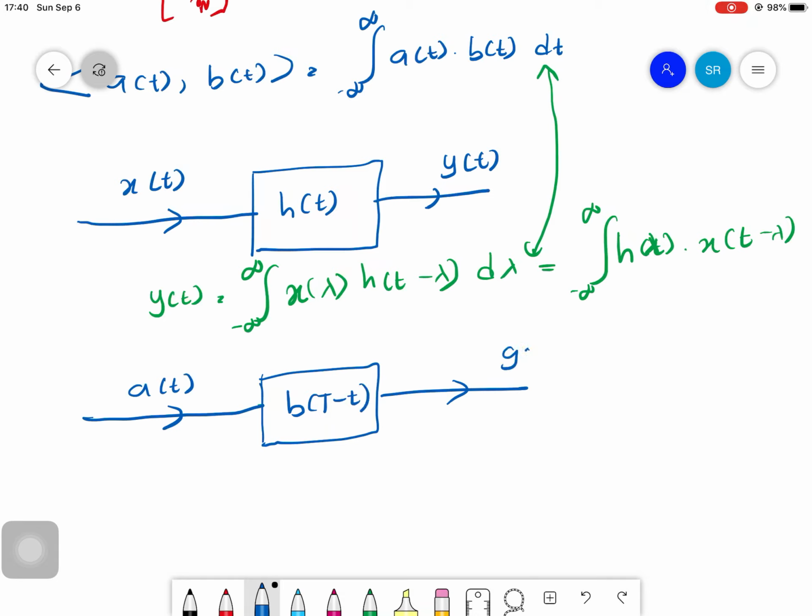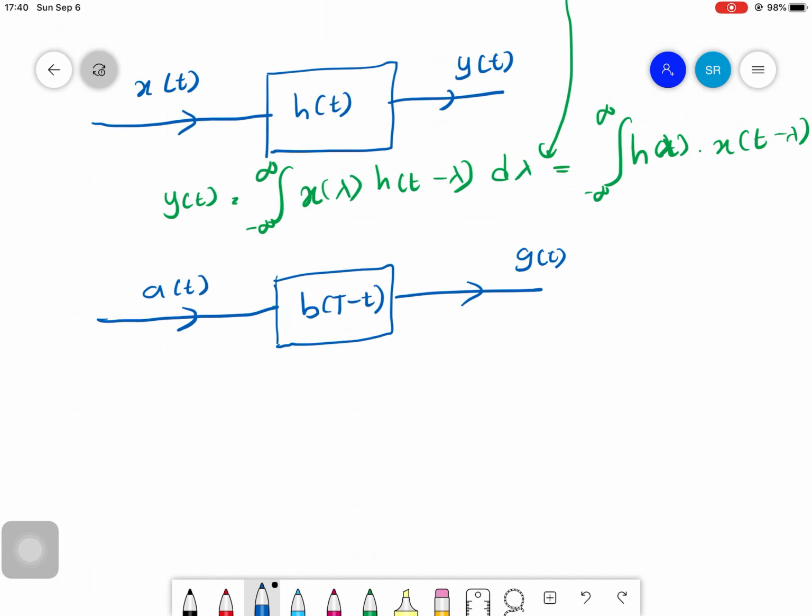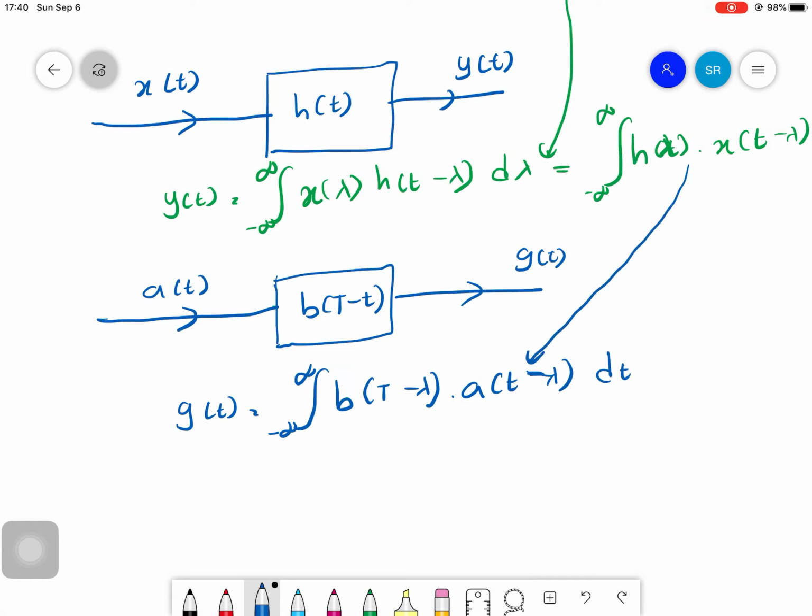And I get my output, let's say g(t). I can write this g(t) as the integral from minus infinity to plus infinity of b(t minus lambda) times a(t minus lambda) dt. It is corresponding to this.